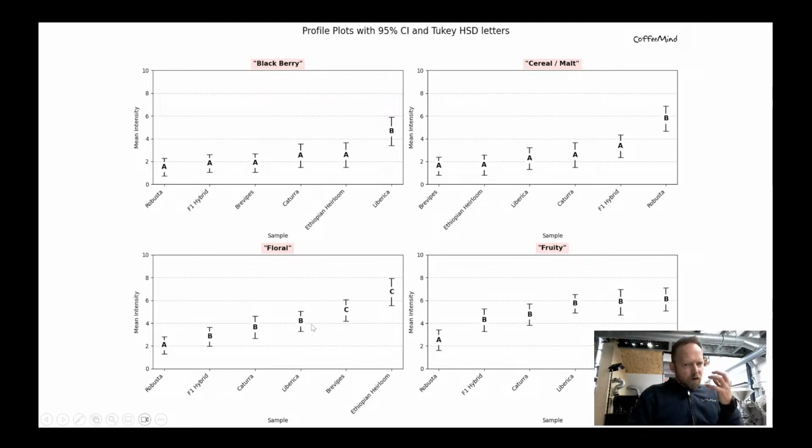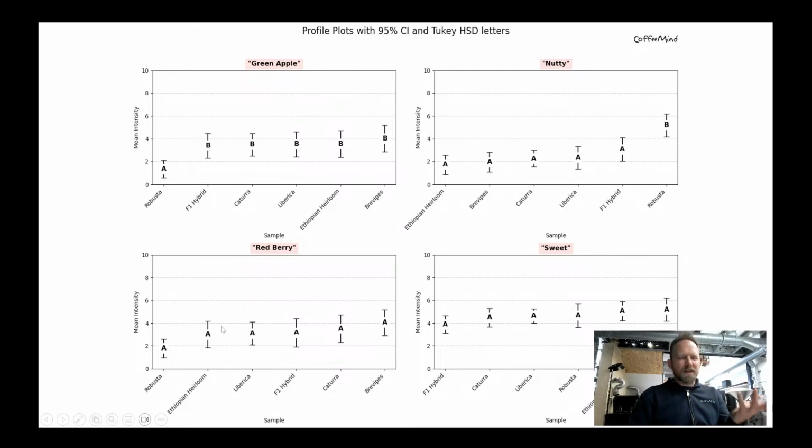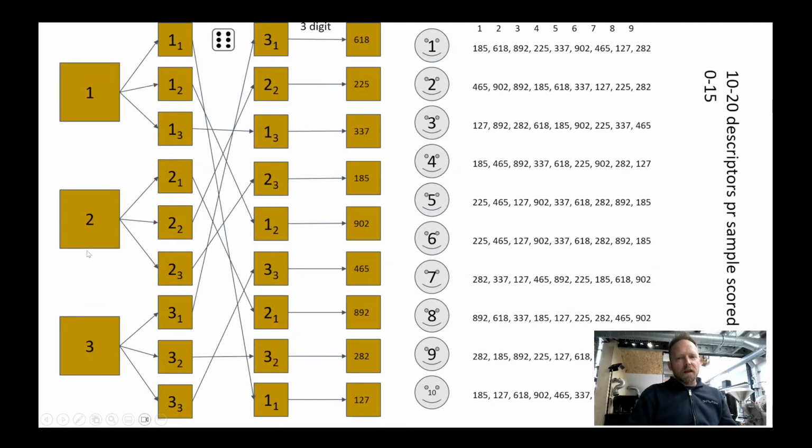So here you can really go and analyze per descriptor how they behave. So can you see, this is amazing data, right? You can really understand each sample per descriptor. But remember, that was the properties of the samples.